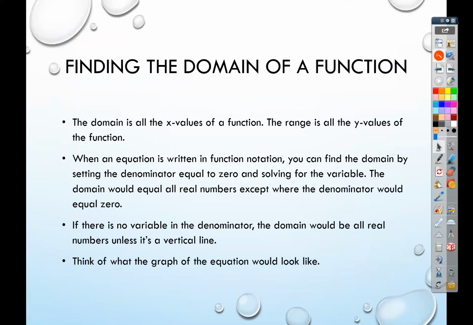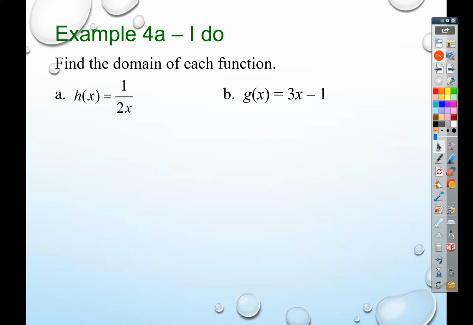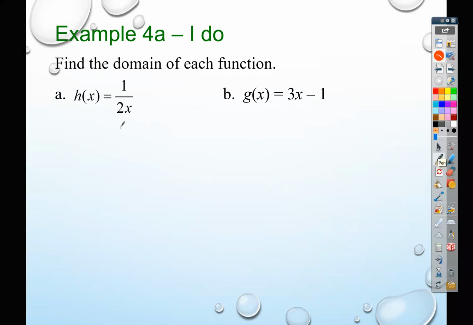All right, so how do you find the domain of a function? So again, the domain is all the x values of the function. The range is all the y values of the function. When an equation is written in function notation, you can find the domain by setting the denominator equal to 0 and solving for the variable. The domain would equal all real numbers except where the denominator equals 0. If there's no variable in the denominator, the domain was all real numbers, unless it's a vertical line. Think of what the graph of the equation would look like. So when you're finding the domain right here, all you do, if you have a denominator, is set the denominator not equal to 0 and solve.